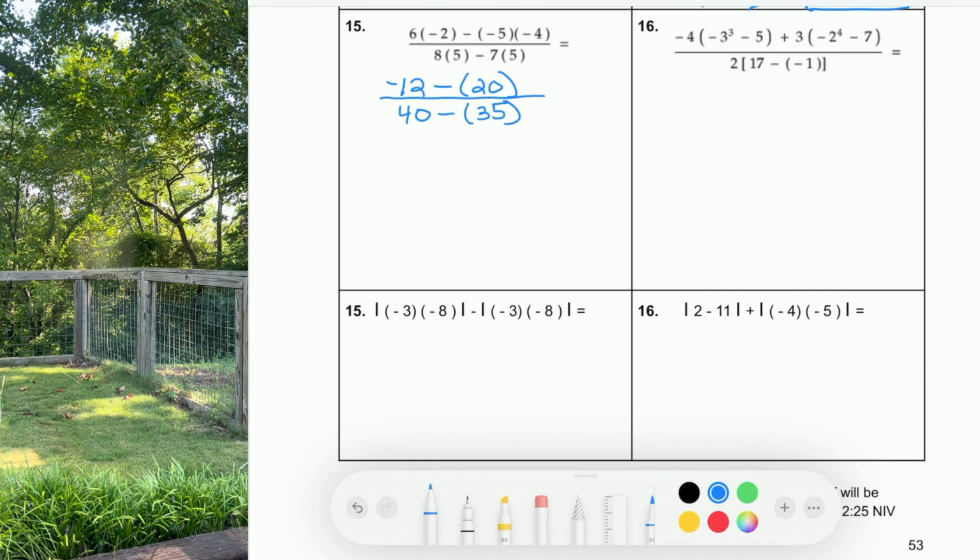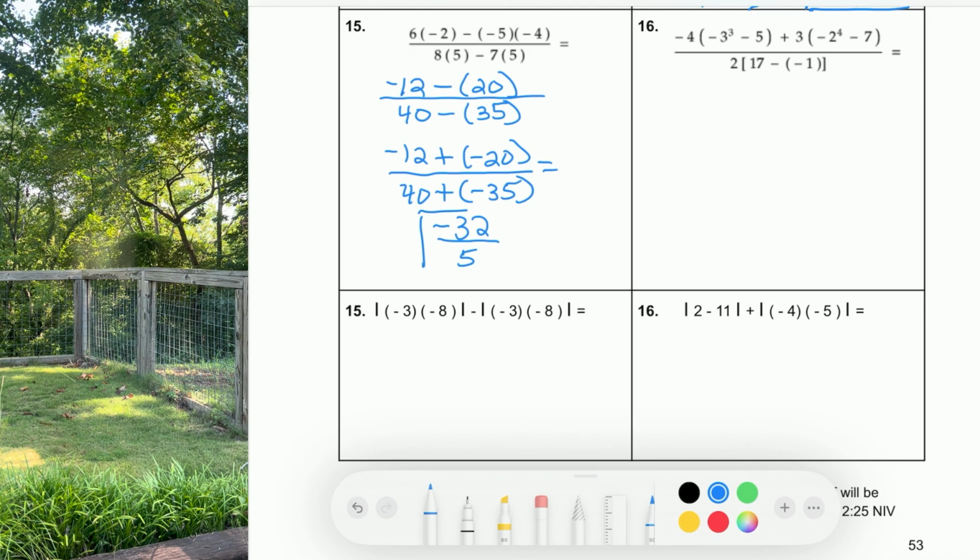Now I'm going to do keep it, change, change on the top and the bottom, the numerator and the denominator. So I end up with negative 12 plus negative 20 over 40 plus negative 35. Negative 12 plus negative 20 is negative 32. 40 plus negative 35 gives us 5. And that is our answer, negative 32 over 5.